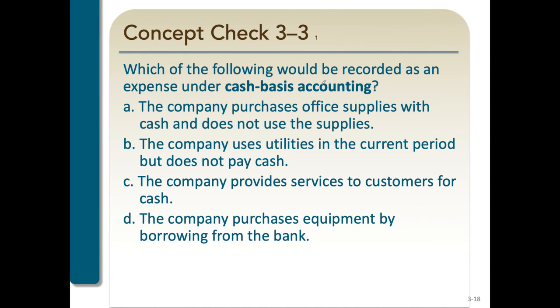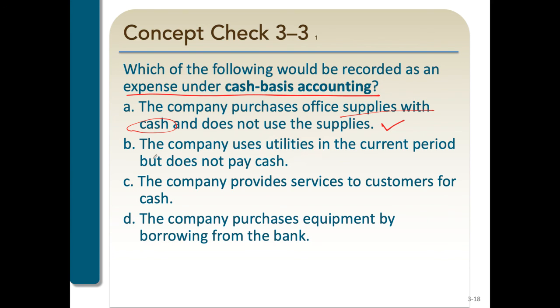Okay, concept check 3.3. Which of the following would be recorded as expense under cash basis accounting? So that means if we see cash outflow, we know cash basis is going to recognize it as expense. The company purchased office supplies with cash and does not use the supplies. That would be one, because on the cash basis it's regardless of whether you use it or not, it used the cash to purchase it. So that's why it's considered a cash-based expense.